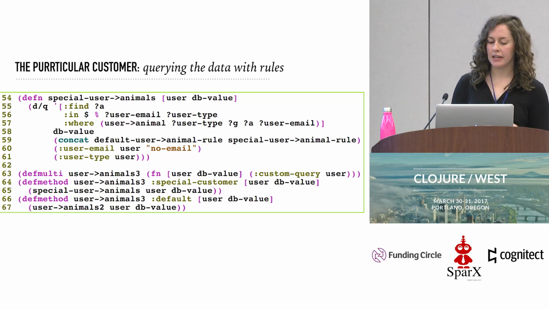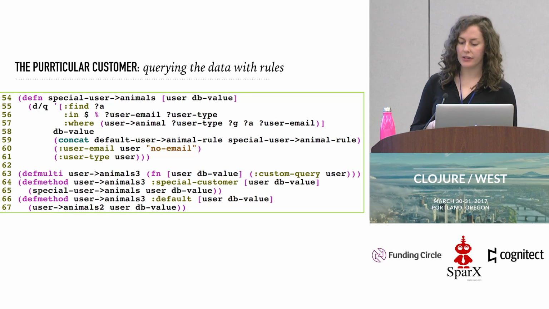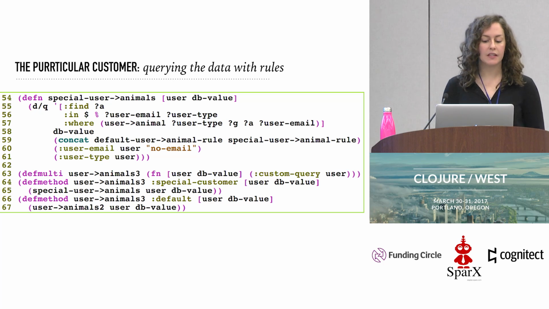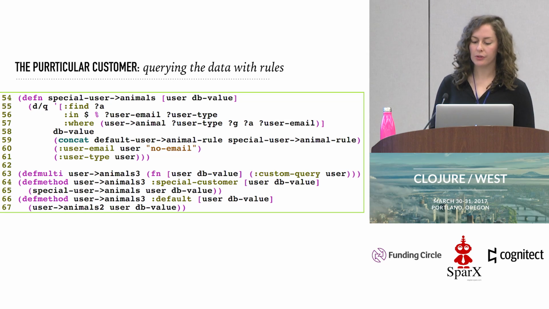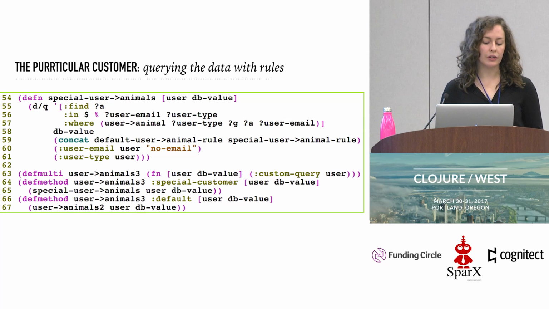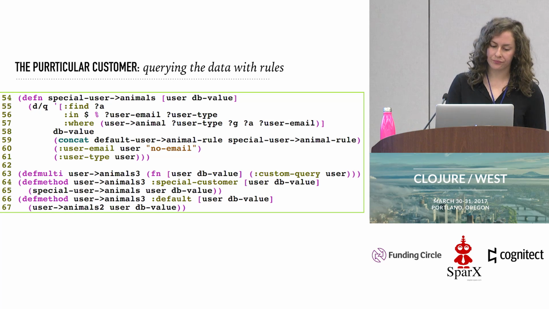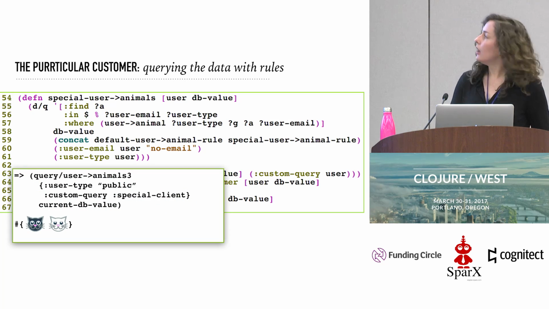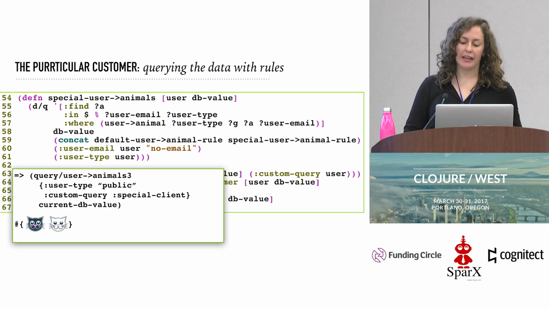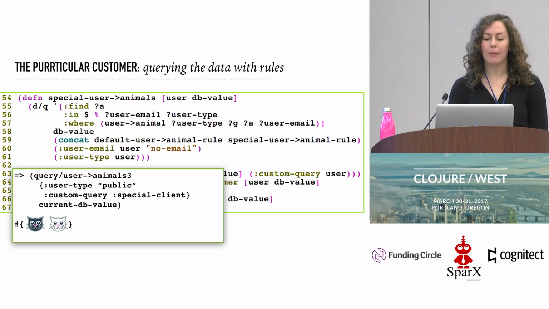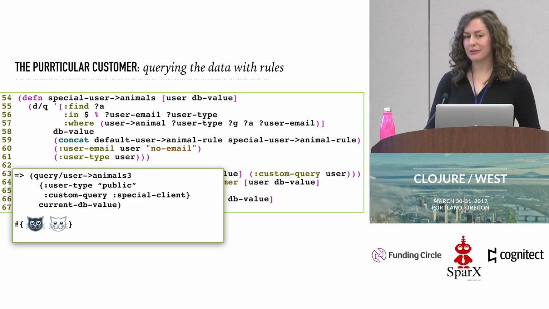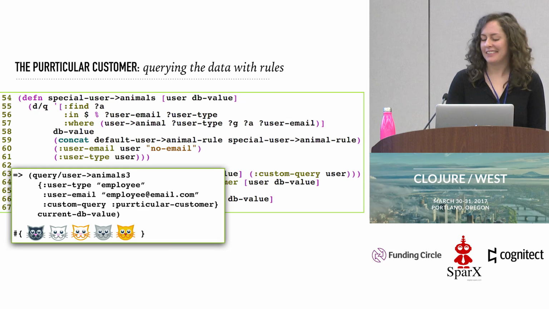Note on line 59, we're including both the default user-to-animal rule and the special user-to-animal rule, utilizing the implicit OR that these rules offer. And so let's run this function. And we'll get back just the black and white cats for a public user. But when we run it for the employer user, we'll get back all 5 cats.